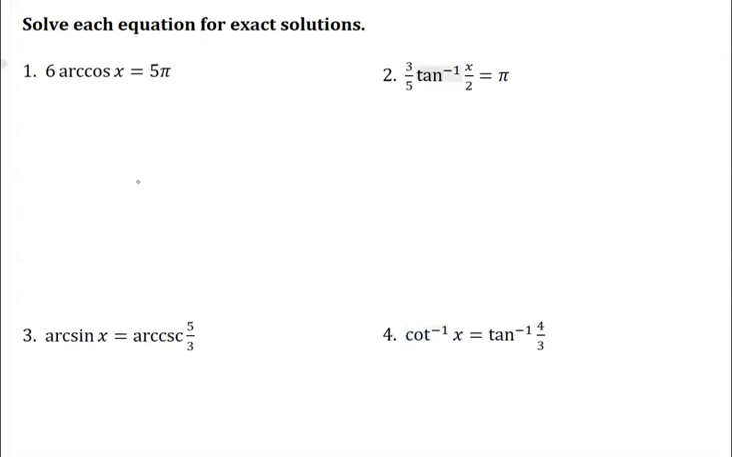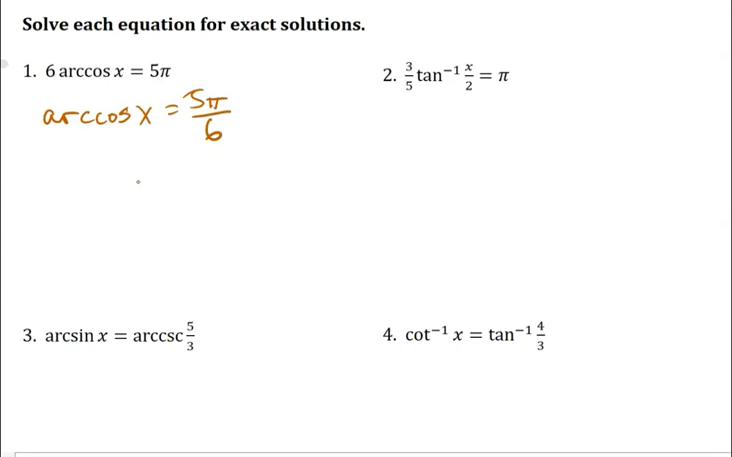So this one I have 6 times arc cosine of x. Before I get rid of the arc cosine, I need to get rid of that 6. So I'm going to divide both sides by 6 and have arc cosine of x is equal to 5 pi over 6. And then to undo the arc cosine, I need to take the cosine of both sides of the equation. So cosine of arc cosine, that cancels out.